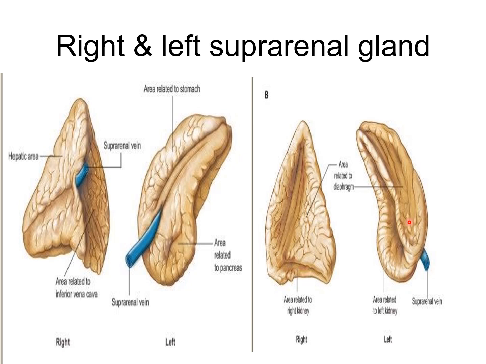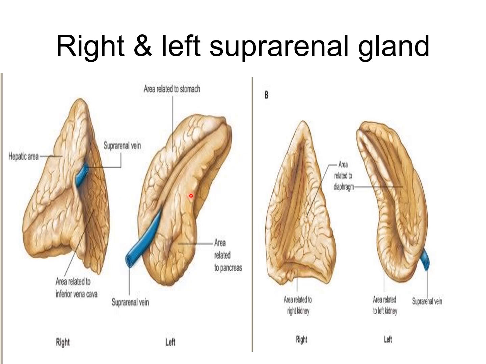The right suprarenal gland is triangular to pyramidal in shape, and it has an apex and a base. This one is the apex and this one is the base of the right suprarenal gland. It has two surfaces, anterior and posterior, and three borders: the anterior border, medial border and lateral border.